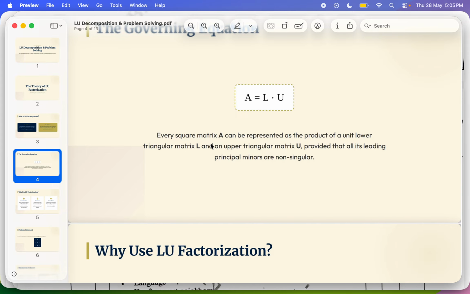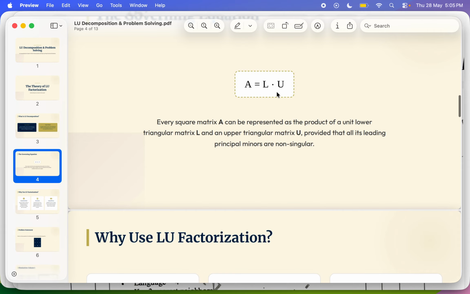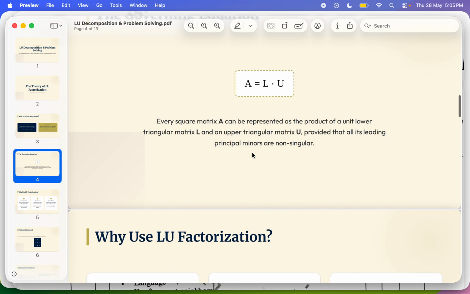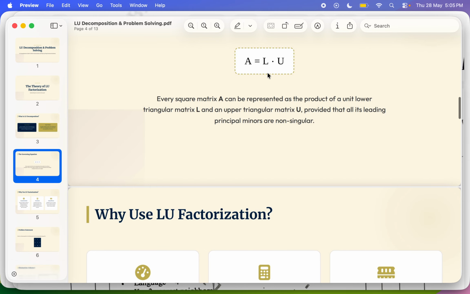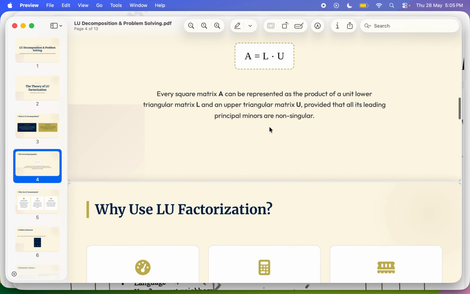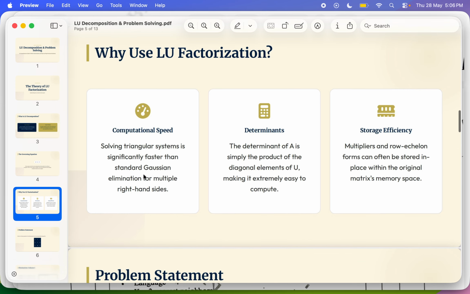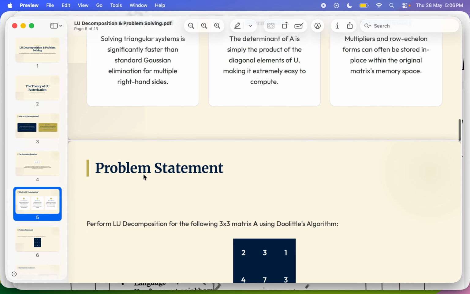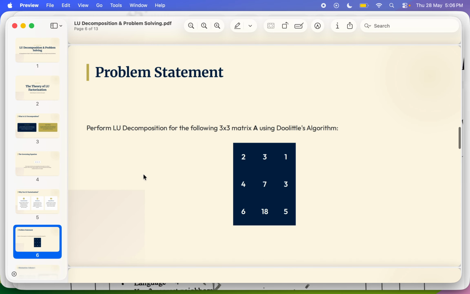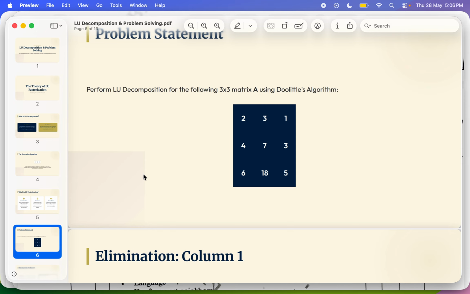Every square matrix A can be represented as a product of a unit lower triangular matrix L and an upper triangular matrix U, provided that all its leading principal minors are non-singular. This is the main statement you have to explain for this question. Why we need this: it is computationally fast, it uses determinants, and storage efficiency is easy. This method I have already shown in another video, so let me go through it fast.